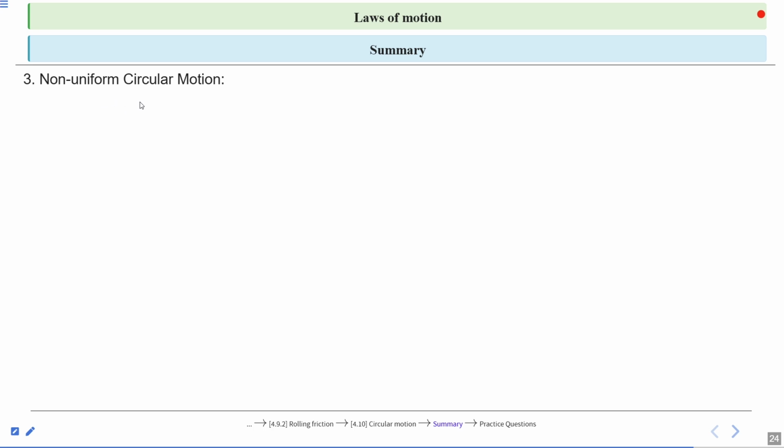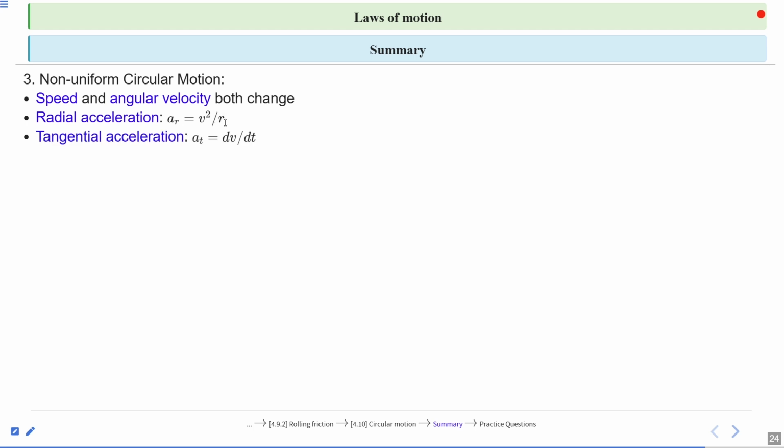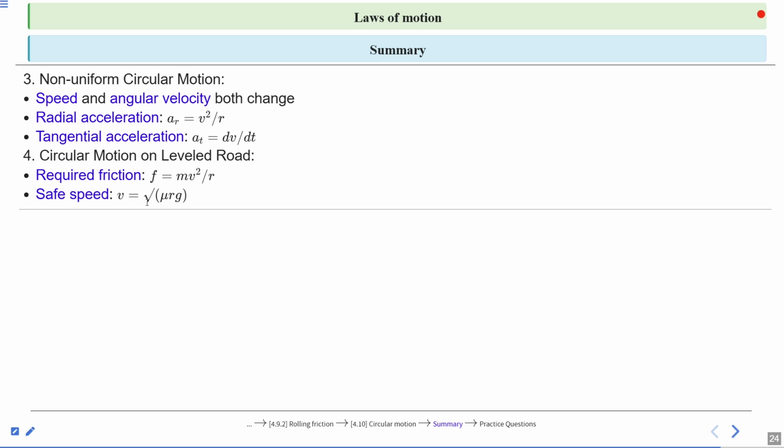Third, non-uniform circular motion. Speed and angular velocity both change in non-uniform circular motion. Radial acceleration, a_r equal to v square by r. This is the formula of the radial acceleration. Tangential acceleration, a_t equal to dv upon dt, the rate of change of velocity. Circular motion on a leveled road. Required friction, F is equal to mv square by r. Safe velocity is under root mu s r g.